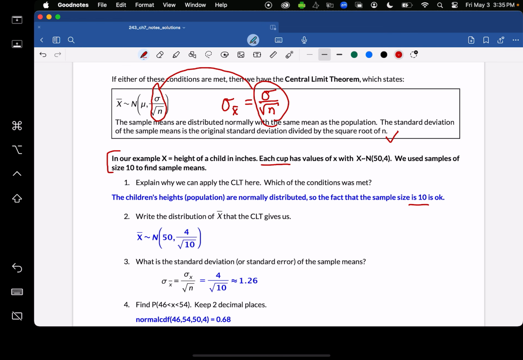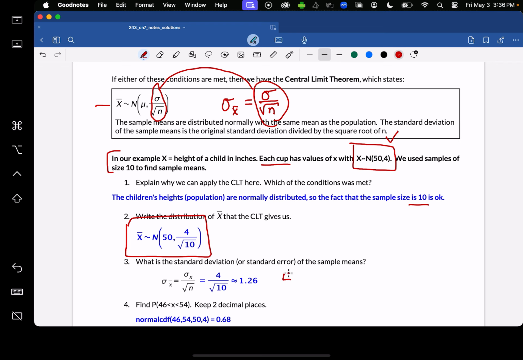And now we have the distribution of X bar. X bar is distributed normally with a mean of 50, and the standard deviation is 4 divided by the square root of 10. So you can see I'm just applying what was given up there. 4 divided by the square root of 10 is 1.26, and that makes me wish I had my calculator pulled up here. Again, 4 divided by the square root of 10 should give you that result.